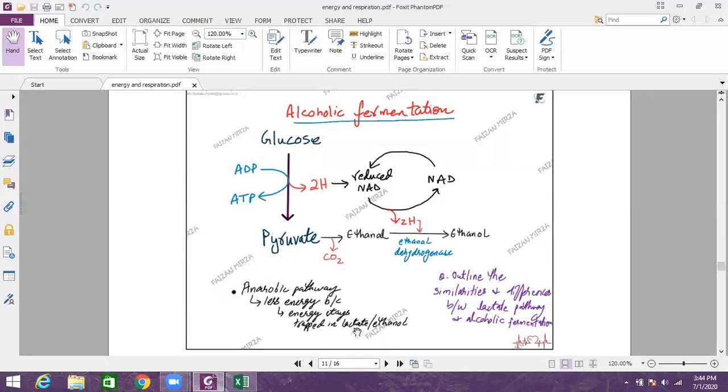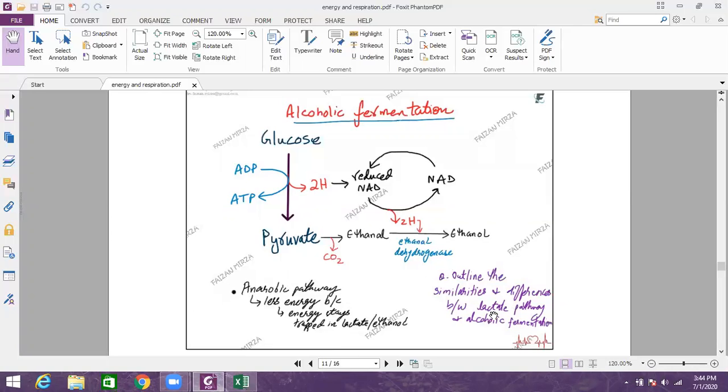What do you mean by this? Because lactate and ethanol are not fully broken down. They still carry carbon and hydrogen bonds. They still carry a lot of hydrogens which have not been extracted or removed. Only one reduced NAD was produced. And since hydrogens are still attached to this molecule, it was not used up to produce ATP. That's why limited energy is produced.